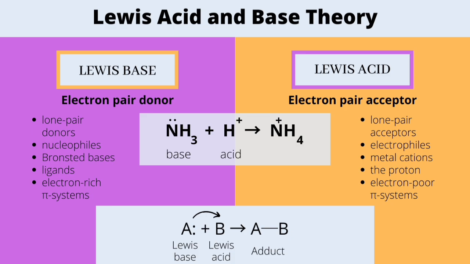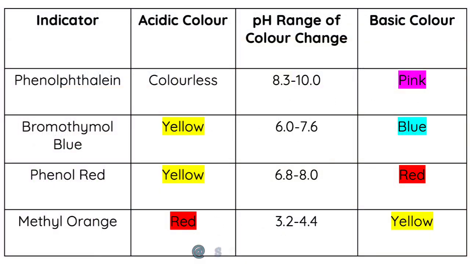So anions like hydrogen ion, Cl minus, etc., they are compounds with lone pair electrons. All these are Lewis bases. And also remember that Lewis base is nucleophilic. Alright? Now let's move to the next subtopic, indicators.